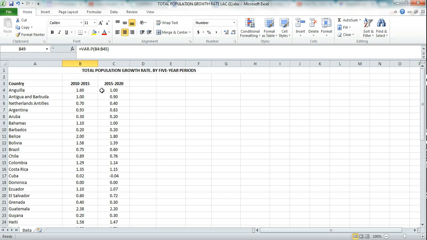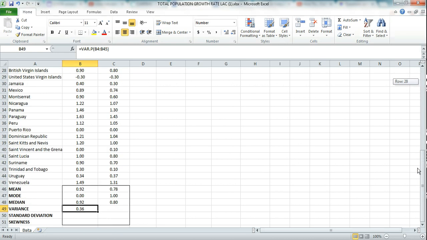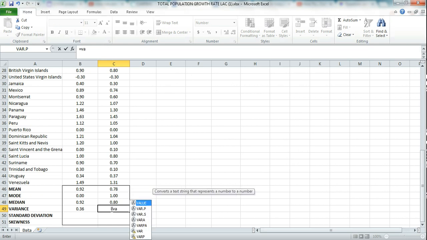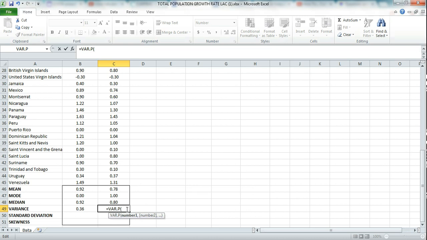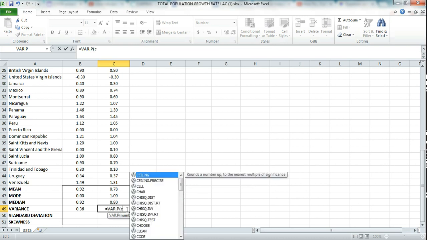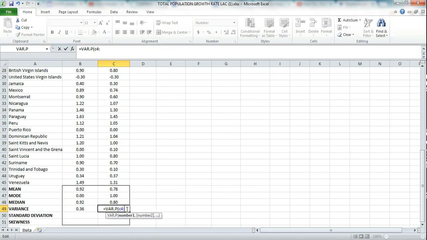Now let's work out the variance for this group, which is the population growth rate for 2015 to 2020. The variance here would be the same way, equals, and I'm gonna do it a different way. I'm just gonna type VAR.P, which is the variance for my population, double click and select, and I'm gonna select my data range, and it goes from, in this case, C4 to C45. And I'm going to close my bracket, enter. Right? So that's the variance.